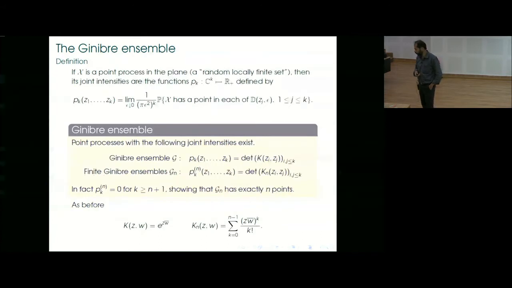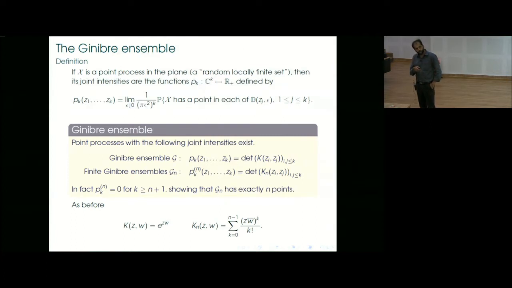What's the second point process? It is what is called a determinantal point process. I'll explain what it is. It's the Ginibre ensemble. It is a point process in the plane. Okay, so what a point process means is just a random locally finite set. In any compact set there are finitely many points. I always think of simple point processes, so it's just a discrete set of points.